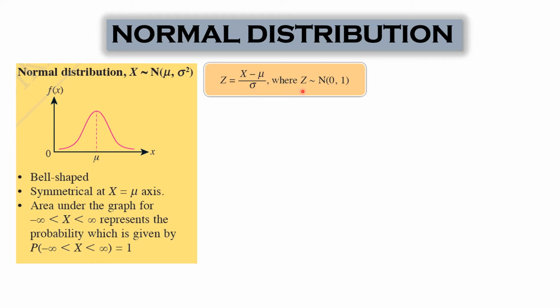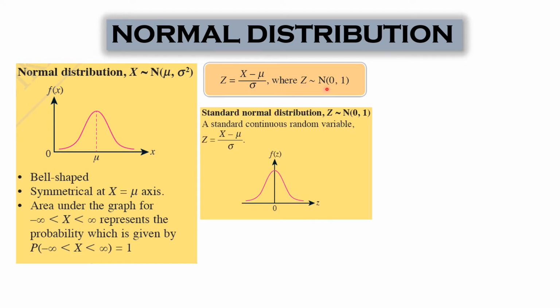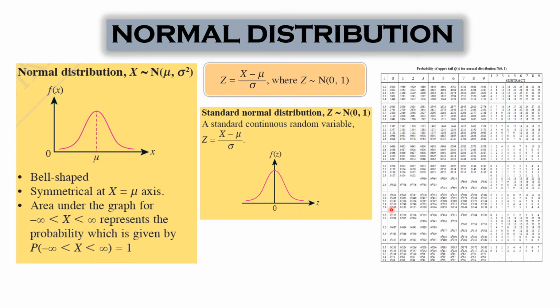After we standardize it, the standard normal distribution is distributed with the mean equal to 0 and the variance equal to 1. So this is the variance, and not the standard deviation. So if, let's say, you are given the value of the standard deviation, you have to square it to get the variance. So remember, a standard continuous random variable is z equal to x minus mean over standard deviation. And for sure, during your exam, you will be provided with the normal distribution table.